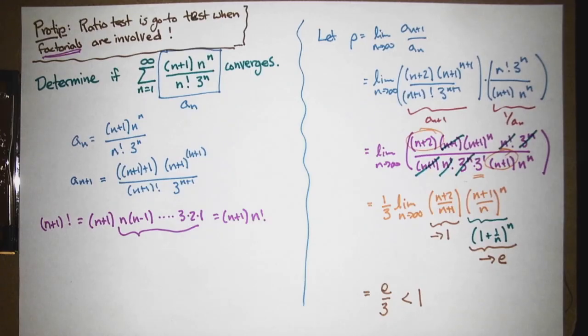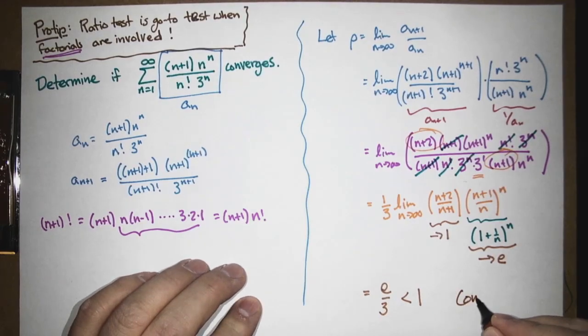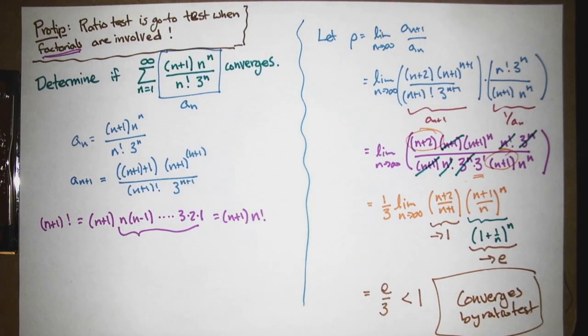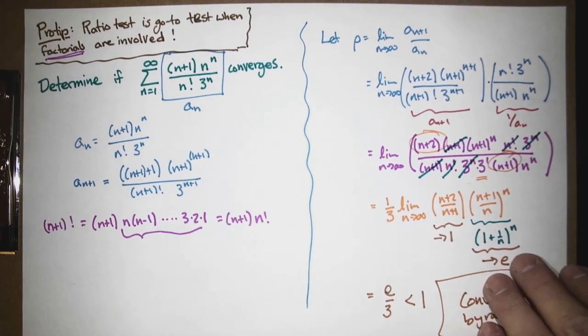Okay, so anyways, e is less than 3. So e over 3 is less than 1. So what's our conclusion? Yes, so this converges by the ratio test. All right. So the work is finding the limit. Okay, how are we doing? Are we ready for another one? Just when you thought you were done.